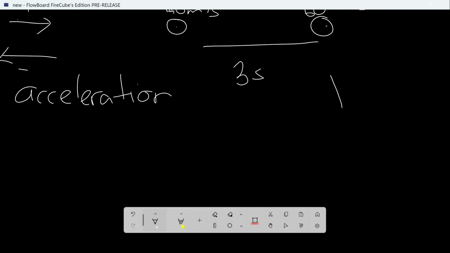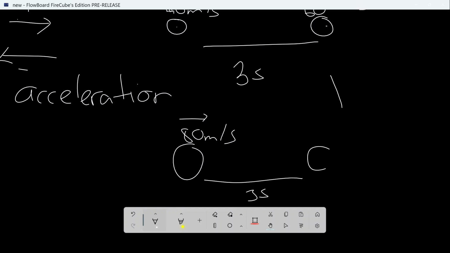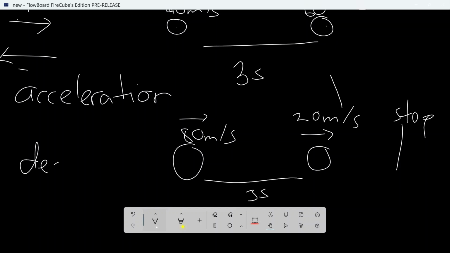reduce. You can start out at a speed of about 80 meters per second in that direction, and then after 3 seconds you're now moving at 20 meters per second, still in that direction. Maybe there's a barrier somewhere here, a stop sign somewhere there, and we'll call this all acceleration, though usually when the car slows down we'll say this is deceleration.